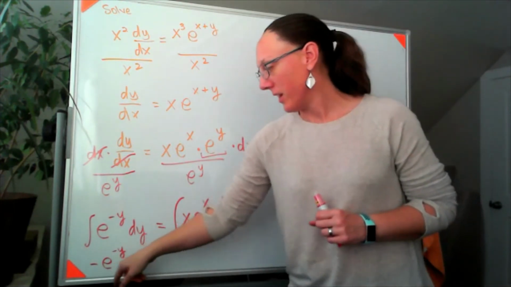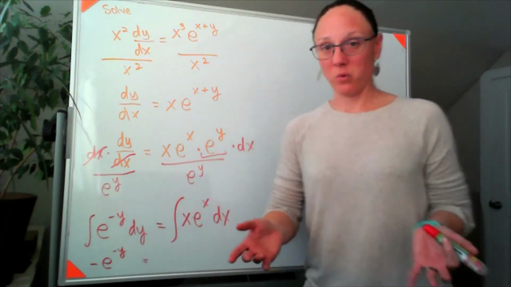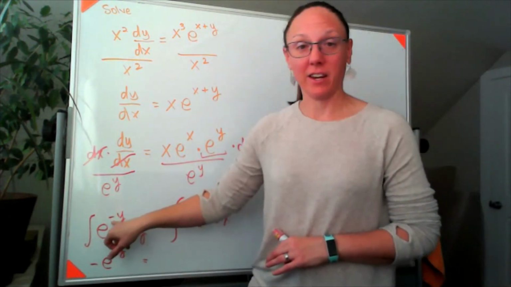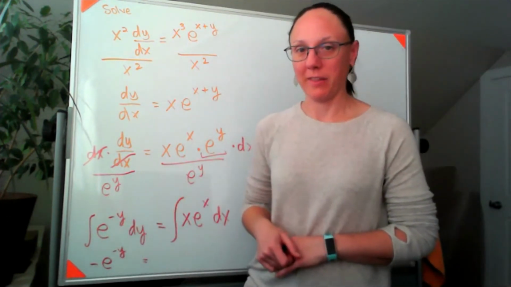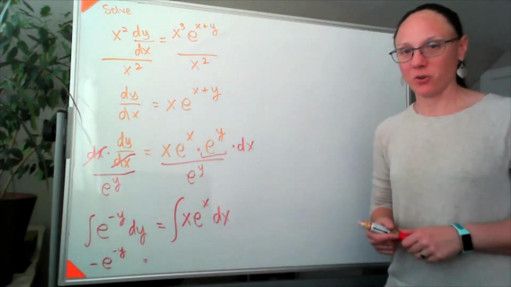So I integrated the left-hand side for us. When I integrate e to the negative y, I get e to the negative y, but I have to divide by -1 because I have that constant multiplied by the y. On the right-hand side, we're going to have to do integration by parts.